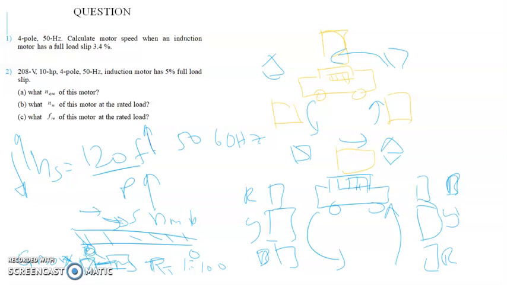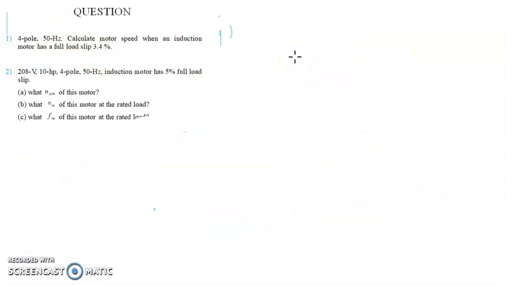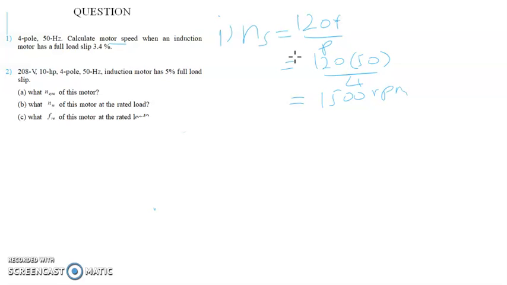Okay, we turn back to our question now. 4 poles, 50 Hz motor. Calculate your speed when the induction motor has a full load slip of 3.4%. So for question 1, calculate the motor speed. What we have to calculate first is the synchronous speed, which is 120 times frequency over P. So you will get 120 times your frequency of 50 Hz over 4. So the value will be 1500 rotations per minute or RPM.